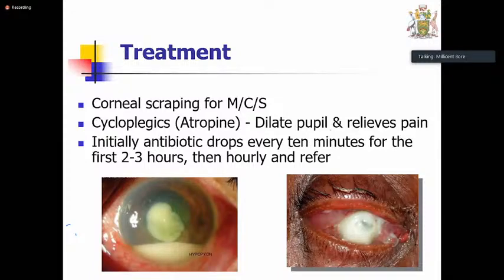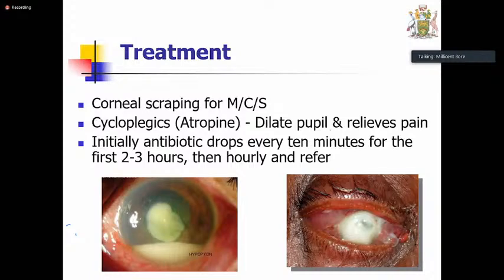Then you start the patient on an antibiotic cover. It should be very frequent for the first 2 to 3 hours, that's every 10 minutes. After that, the patient should instill it hourly and you refer the patient. Examples of antibiotics which can be used once you're starting the treatment, let's say you're in the periphery, you can use things like ciprofloxacin or ofloxacin. Start it every 10 minutes for the first 2 to 3 hours, then hourly. Also cover with atropine twice daily or cyclopentolate 3 times daily and refer the patient immediately.